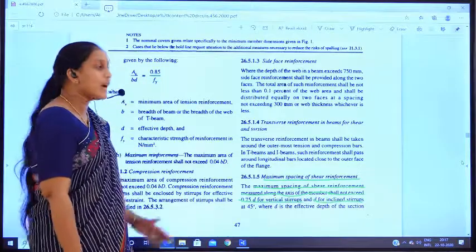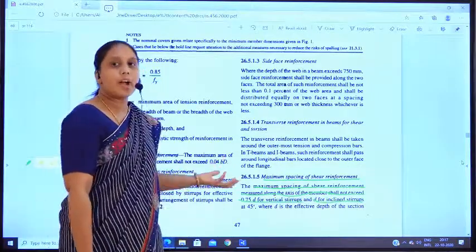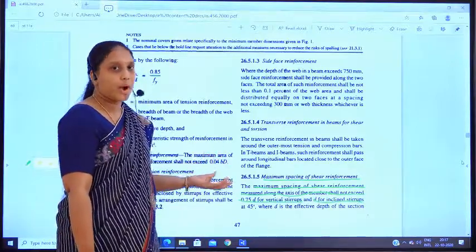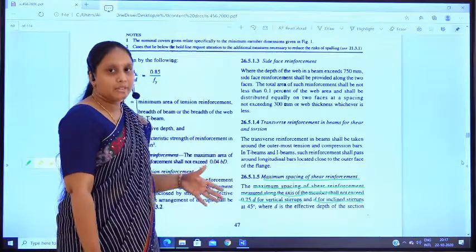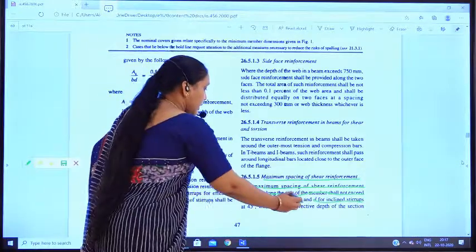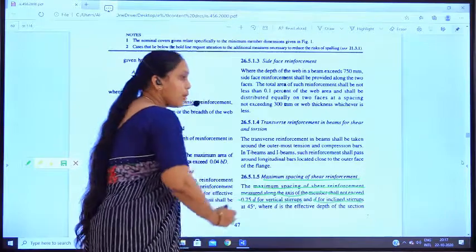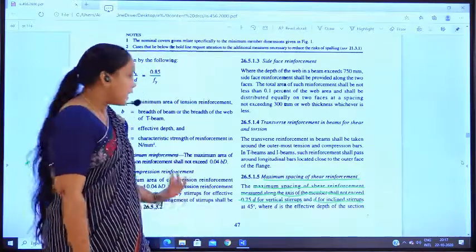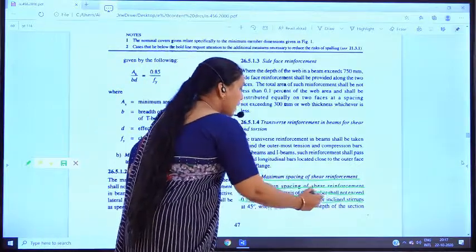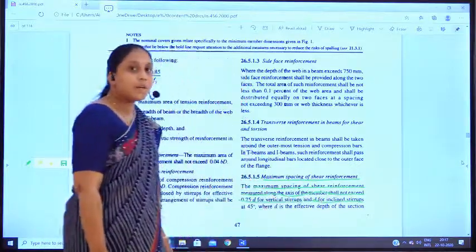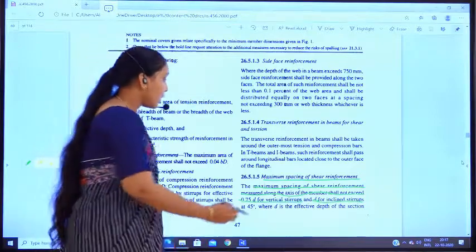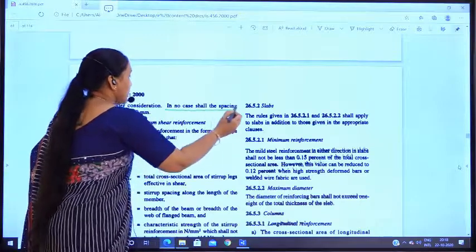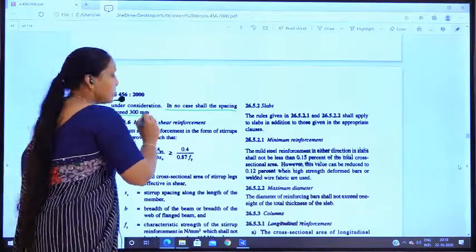So what does this mean? Previously we calculated the spacing, isn't it or not? So that spacing which we are providing should not exceed 0.75 D if we are using the vertical stirrups, where D is the effective depth, or if we are using the inclined stirrups, it should not exceed D, where D is the effective depth, and in no case should the spacing exceed 300 mm.